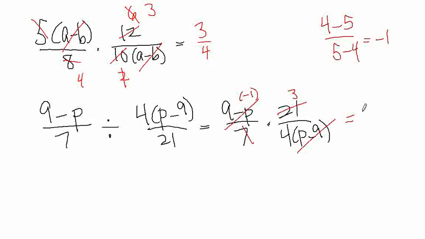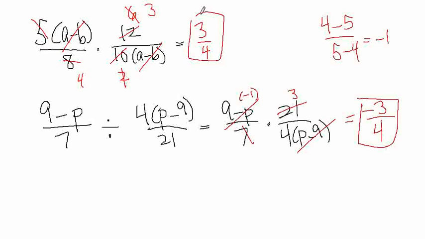So we have, on top we have minus 1 times 3. On bottom we have, well, just a 4. All right.